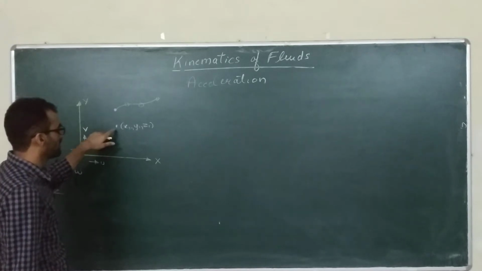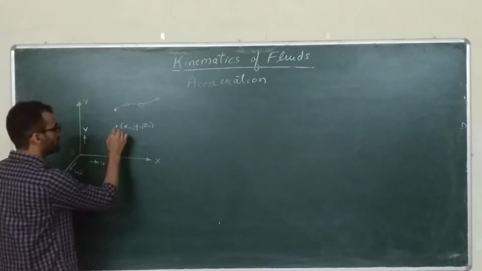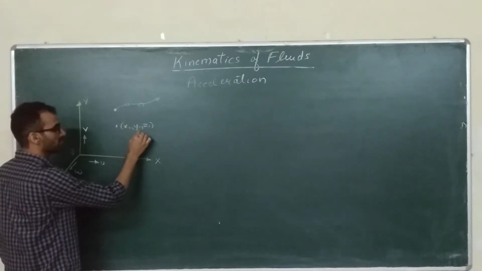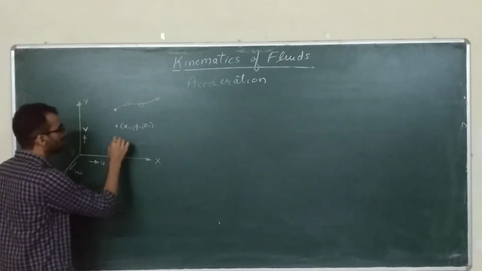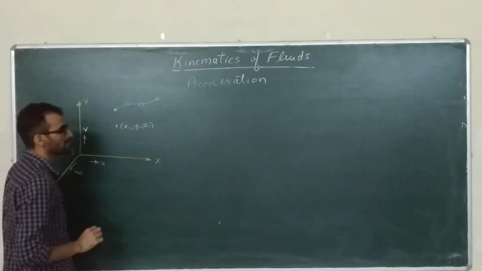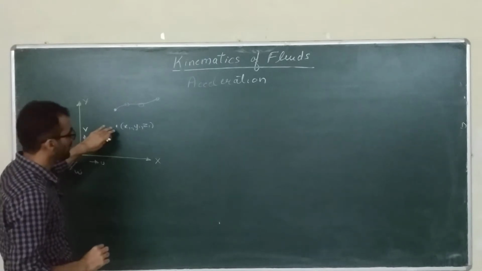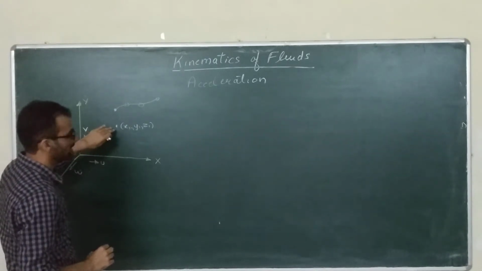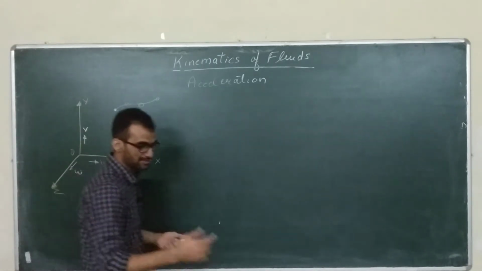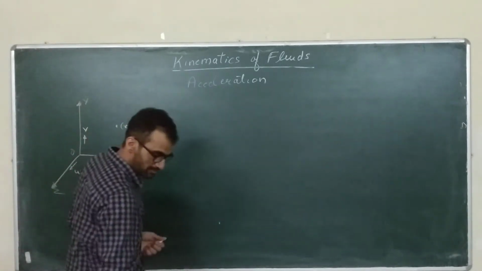But what do we generally follow? We follow an Eulerian measurement. So we will fix a point in the flow field, x1, y1, z1 being the coordinates of this point, and we will measure the velocity, pressure, etc. at this point. So this is the point of measurement. Now we will try to find out the acceleration of the flow at this point.